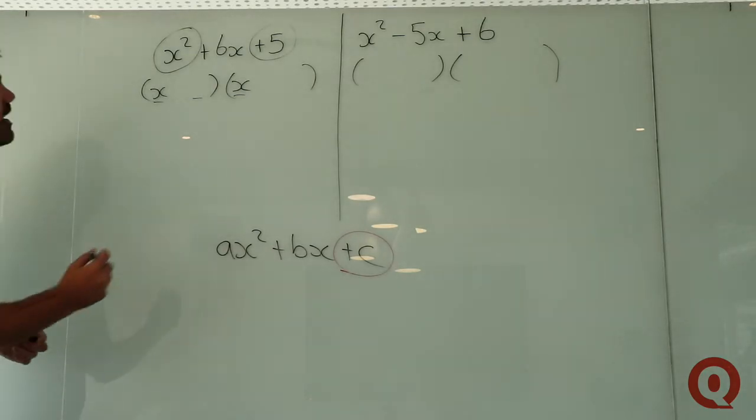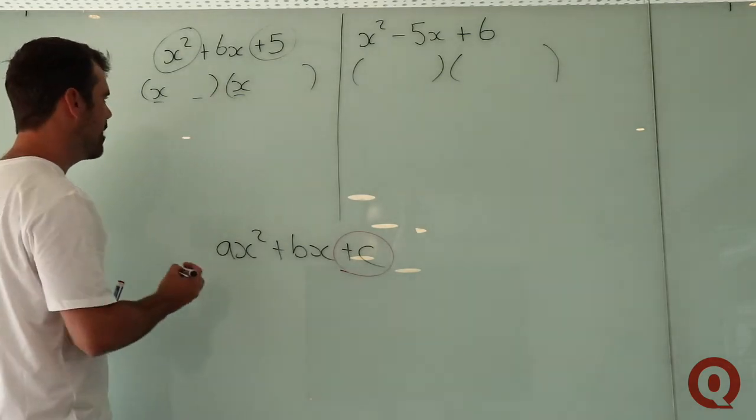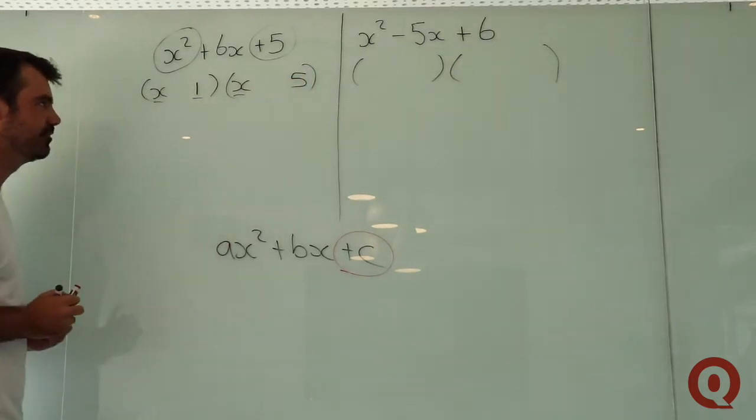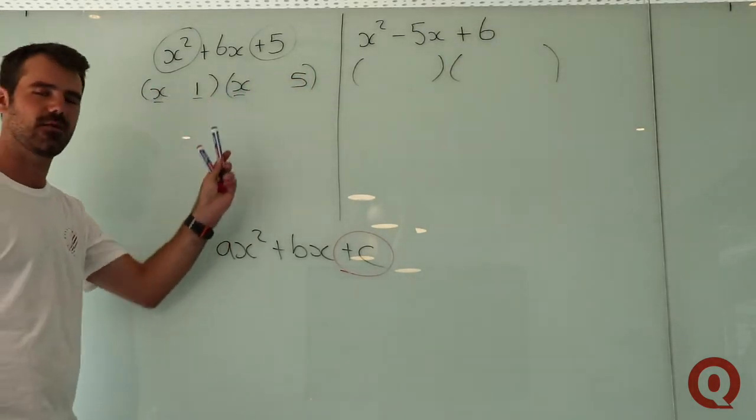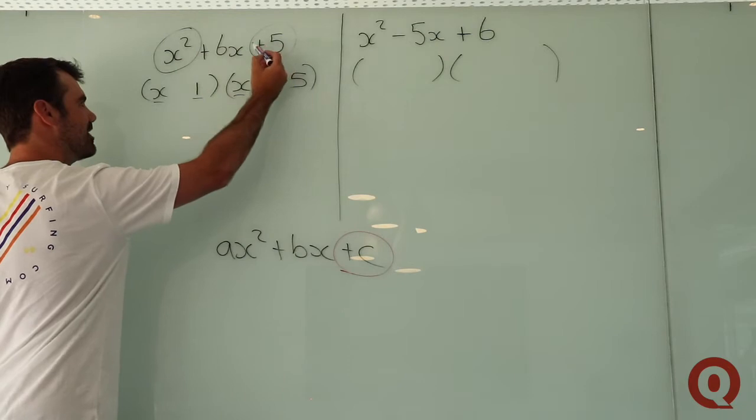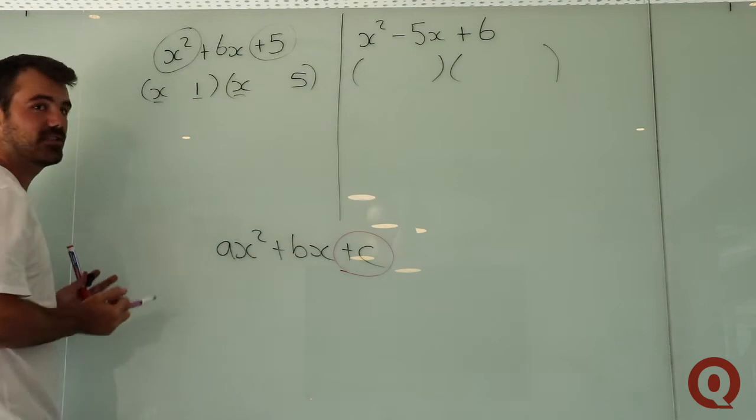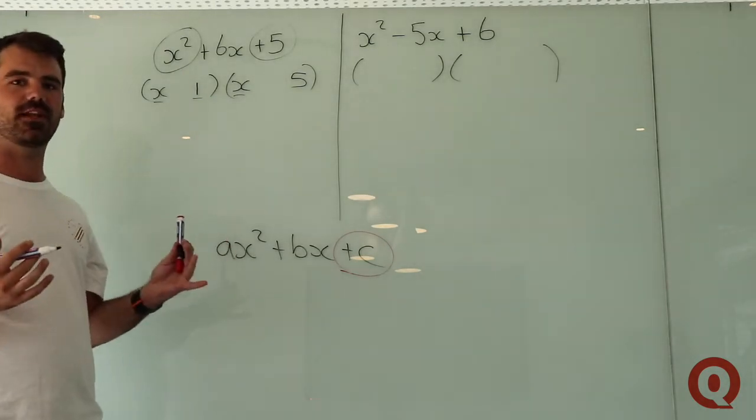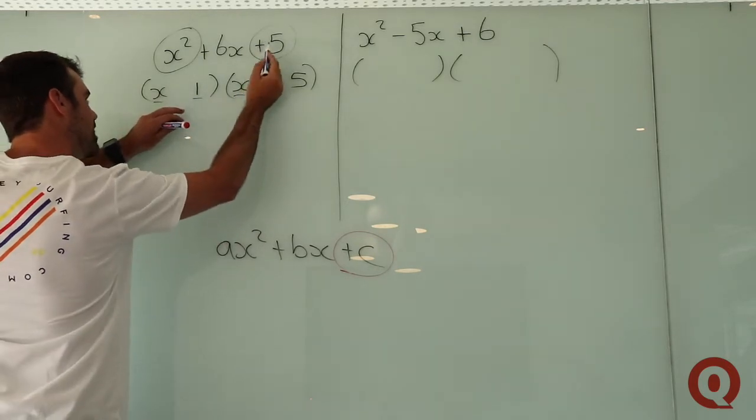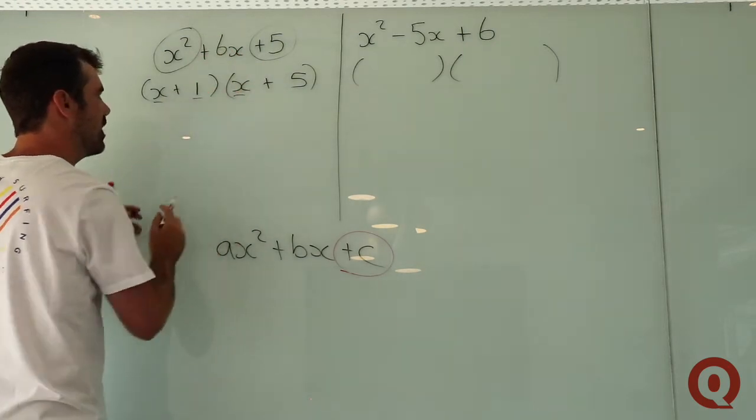Now, how am I going to make a positive 5? Well, there's only one way to make positive 5, and that is 1 times 5. So we're going to go ahead and put a 1 and a 5. Now, the trick comes in, what signs am I going to be using in between these terms? Well, I'm going to tell you that because there's a plus sign over here, that means that both of the signs are going to be the same. So they're either both going to be positive or they're both going to be negative. Now, how do I know whether they're going to be positive or negative? Well, I'm telling you right now that if your c is a positive and my middle term is a positive, it's going to be two positive signs.